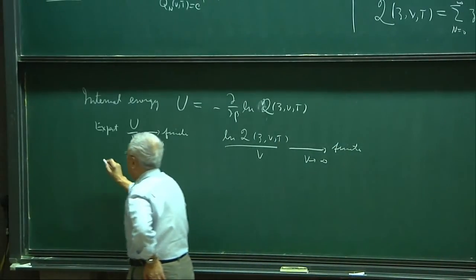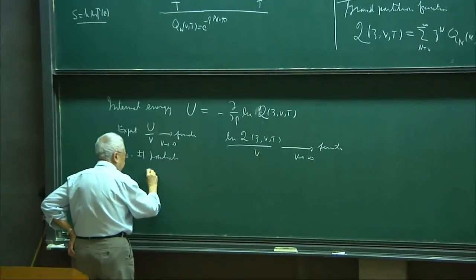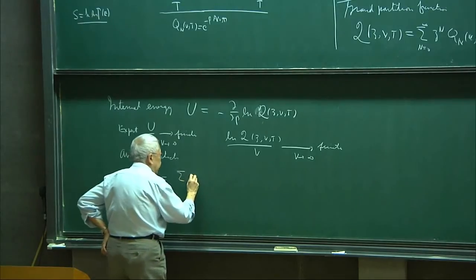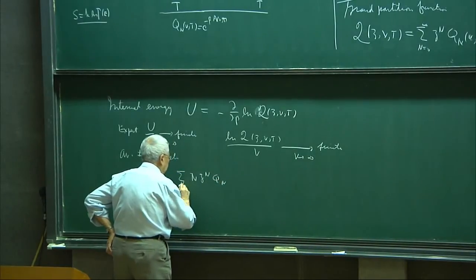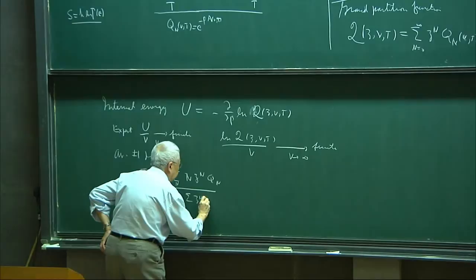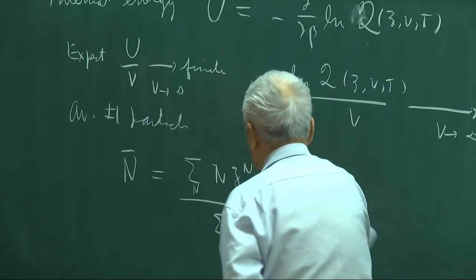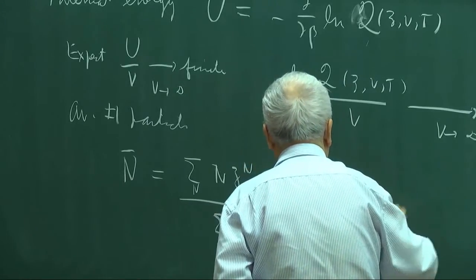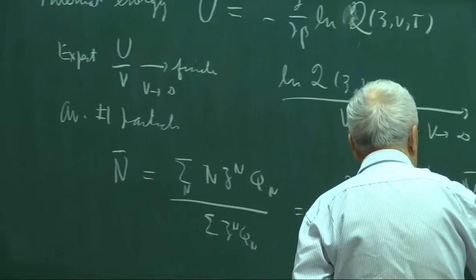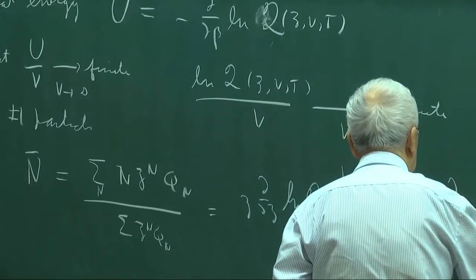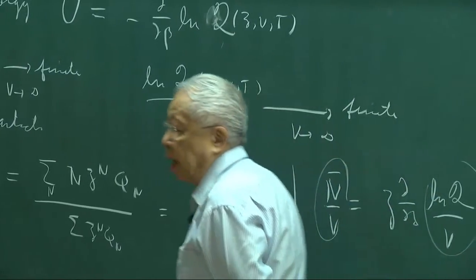For example, the average number of particles, N bar, is equal to the summation of N, Z to the N, Qn, sum over N, divided by the summation of Z to the N, Qn. This is therefore equal to Z d by dZ of log Q. So if you know log Q, you can get this. Now if I divide both sides by V, N bar over V is equal to Z d by dZ of log Q over V.